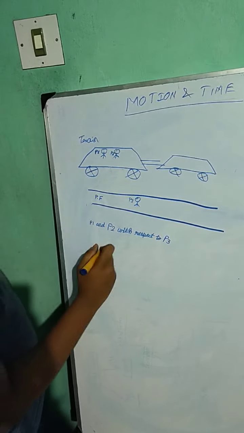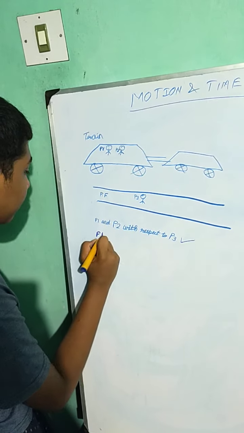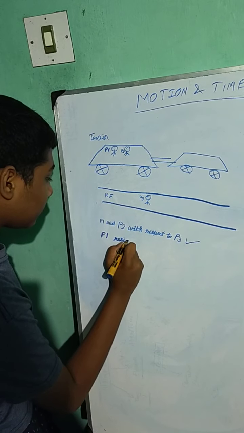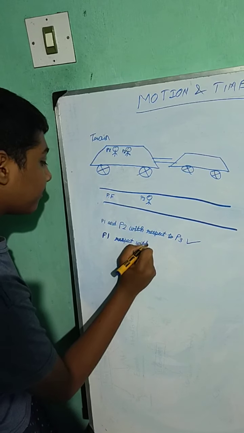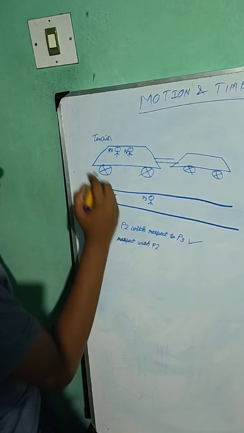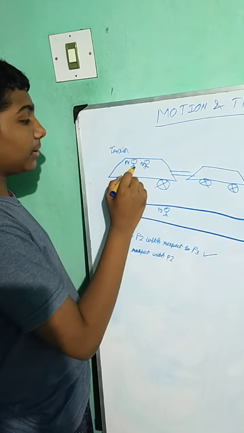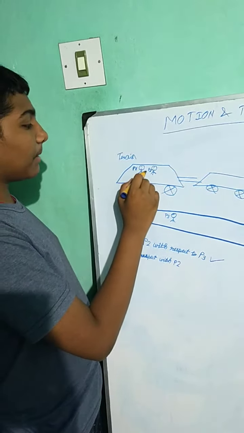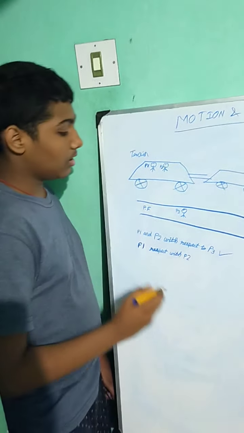There is another case too. Passenger 1 with respect to passenger 2. Passenger 1 will be at rest with respect to passenger 2 because there is no change of position with respect to their surroundings.